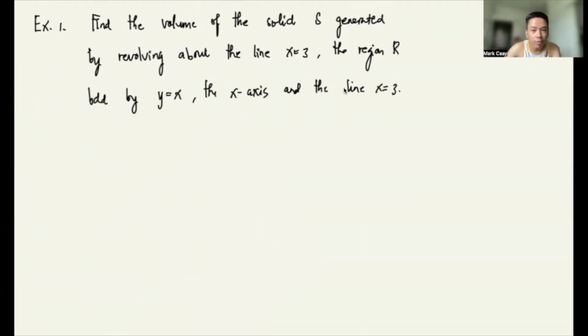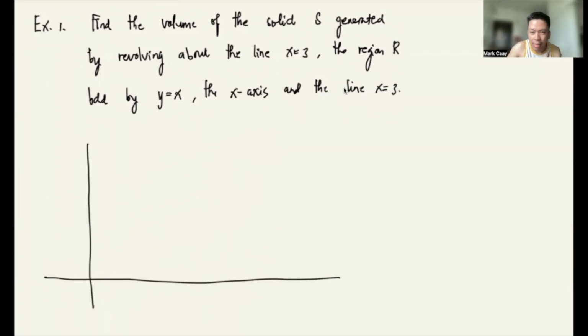Find the volume of the solid S generated by revolving about the line x equals 3 the region R given by y equals x, the x-axis, and the line x equals 3. So this is the trick. Kasi yung kanina, pina-revolve natin siya on the x-axis, tama? Dito kasi, vertical yung axis of revolution niya, hindi horizontal. Yung kanina pa ganun, di ba? Vertical pala yun. So, yung ngayon naman, nakaganito na naman.